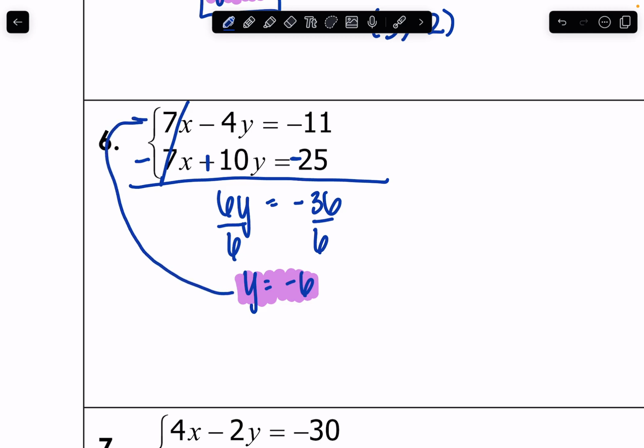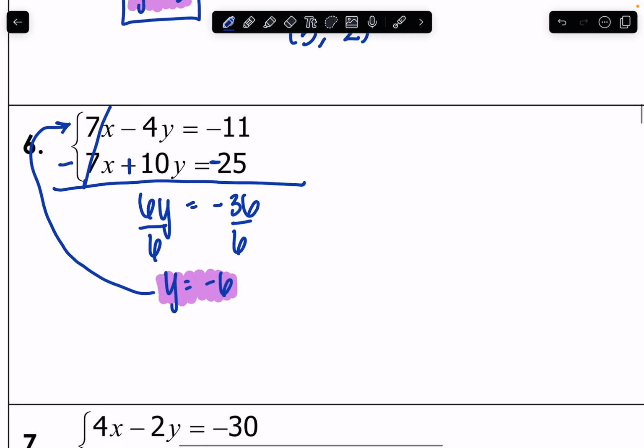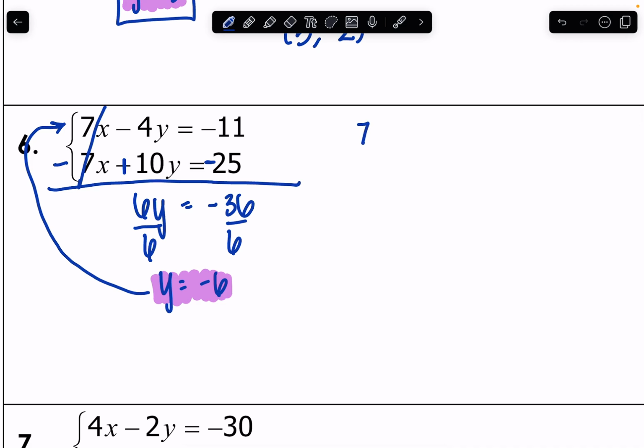I'm just going to plug it into the top equation because, again, neither of them are solved for x. And that's how it's always going to be. I'm never going to have it solved for x, so I'm going to have to do a little bit of work this second time around. So I get 7x minus 4 times y, but I just found y to be negative 6, equals negative 11. And now this is where we kind of get that algebra back like how we did with substitution. So I have to do a little bit of work here. So negative 4 times negative 6 is positive 24 equals negative 11.